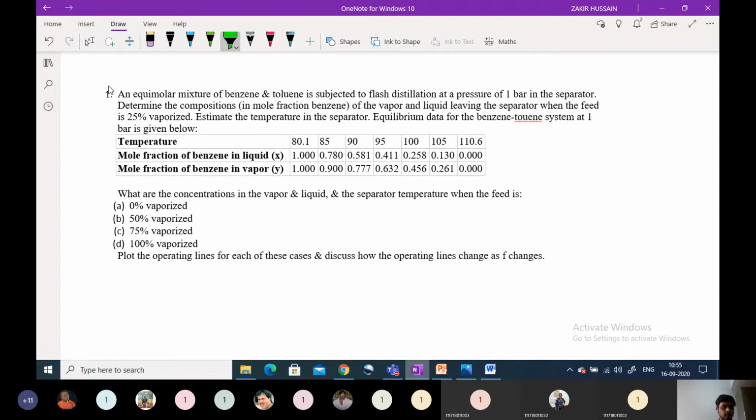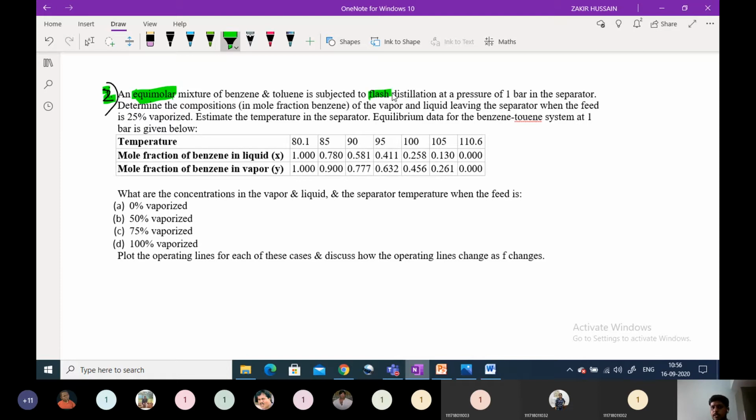Okay, this is the second problem, second problem in flash distillation operation. So an equimolar mixture of benzene and toluene is there. So this is important. Equimolar, meaning 0.5 mixture is there. If you consider 1 mole or 100 moles, so 50 moles will be there. So it is subjected to a flash distillation.